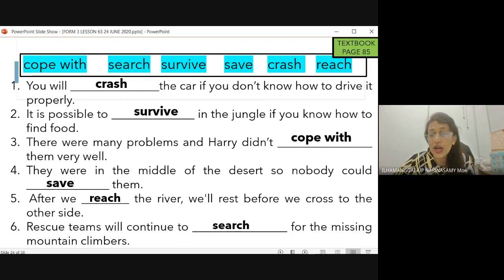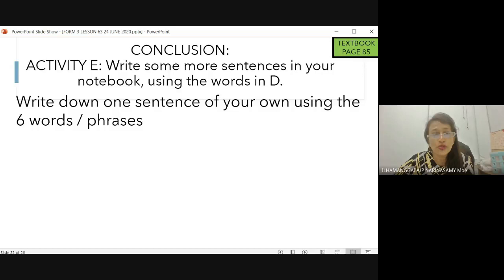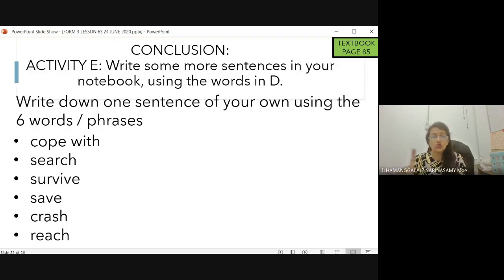Wonderful. Now, what you need to do is go back to your Google Classroom and look at the task that I've given you, okay? Activity E. Write some more sentences in your notebook using the words. Indeed, I'm not asking you to do that. I want you to do it in the chat, okay? Choose one of the words or phrases and key in the chat a sentence using that word, because you already went through the dictionary, you already did the filling in the blank, so that means you know how to use the word. Choose one, each of you.